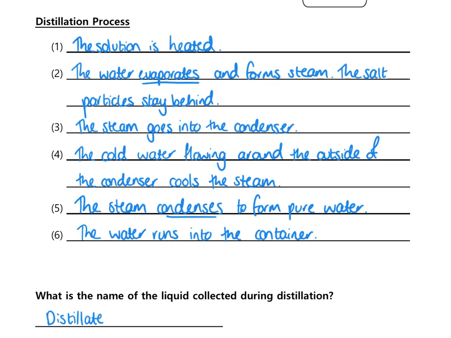So this particular type of simple distillation is used to separate a solvent from a solution. It can also be used to separate 2 liquids that do mix, as long as they have a very different boiling point. But there is a slightly different method to do that called fractional distillation, which we will look at now.